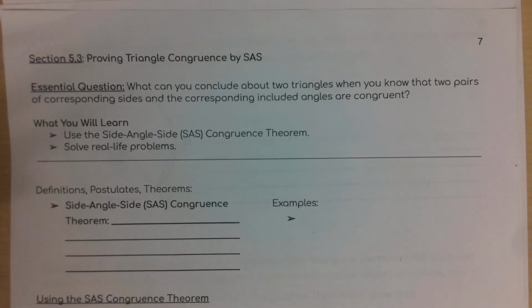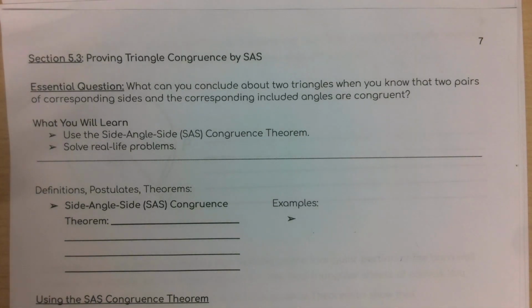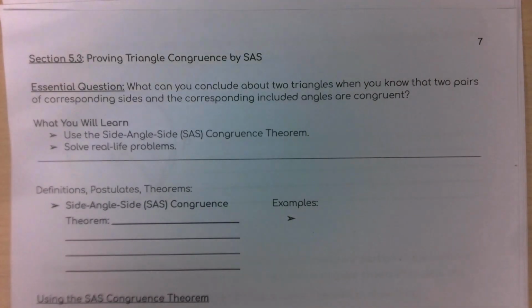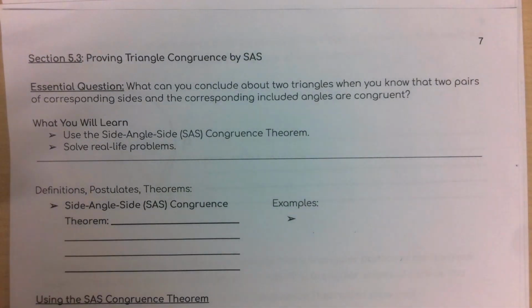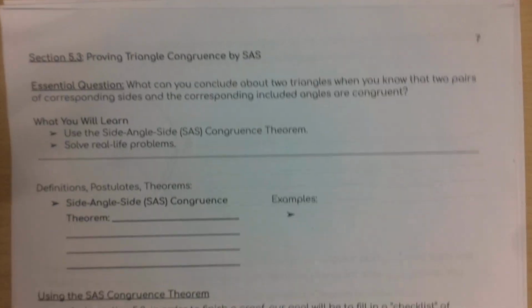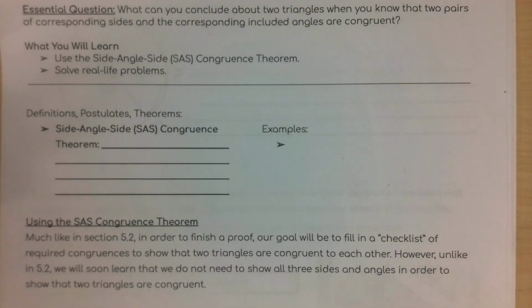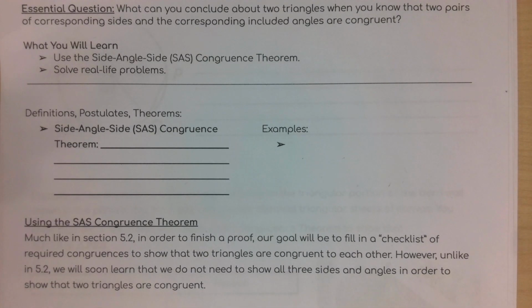Now, last class we discussed how in order to prove two triangles to be congruent, you need to show that all the sides and all the angles are congruent. That's quite a bit of work. So today I'm going to try and show you ways of proving two triangles are congruent without as much effort. That's going to start here with our first theorem, the side-angle-side congruence theorem.